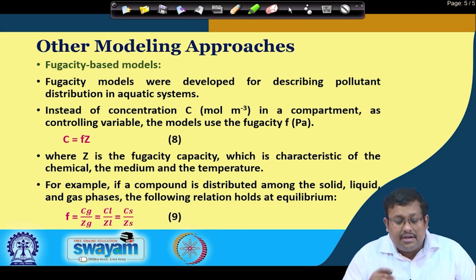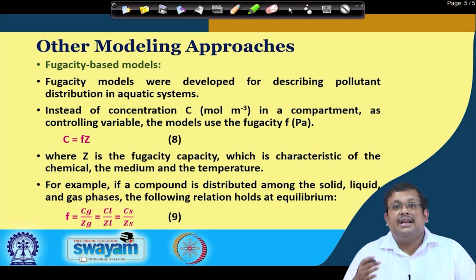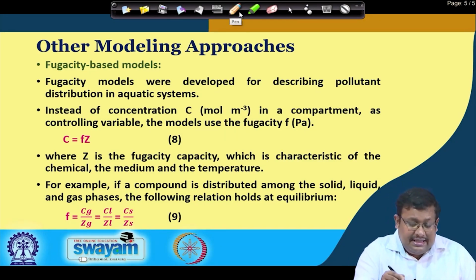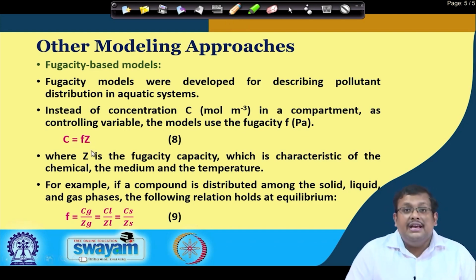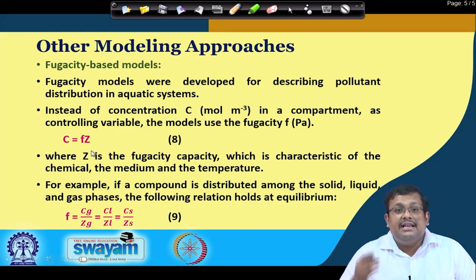Now, what are the fugacity based models? Fugacity based models were developed for describing the pollutant distribution in aquatic systems generally. Now, instead of concentration C in a compartment as the controlling variable, the model used fugacity in terms of Pascal. So, we have already seen this equation, that is C equal to fZ, where Z is the fugacity capacity, which is a characteristic of the chemical, the medium and the temperature.